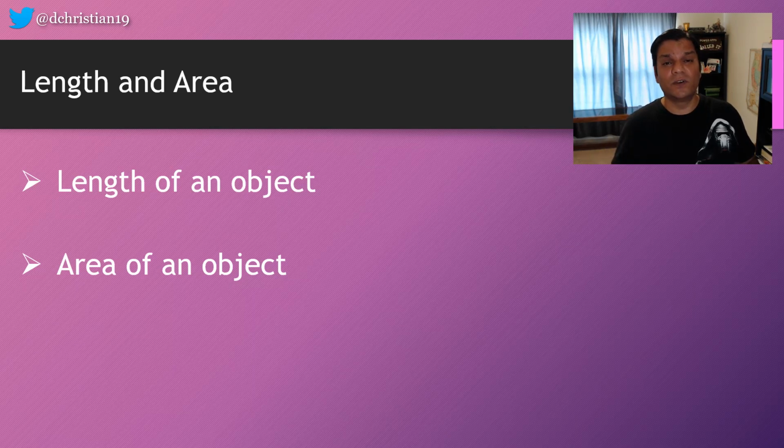Next, I want to talk about these controls that you'll see over there, because right now in this video I'm focusing only on two things, which are the length and the area. I'll save the volume for the next video. And in the length and the area, there are actually two different types of things we'll be focusing on. One is the length of an object and the other is the area of an object.